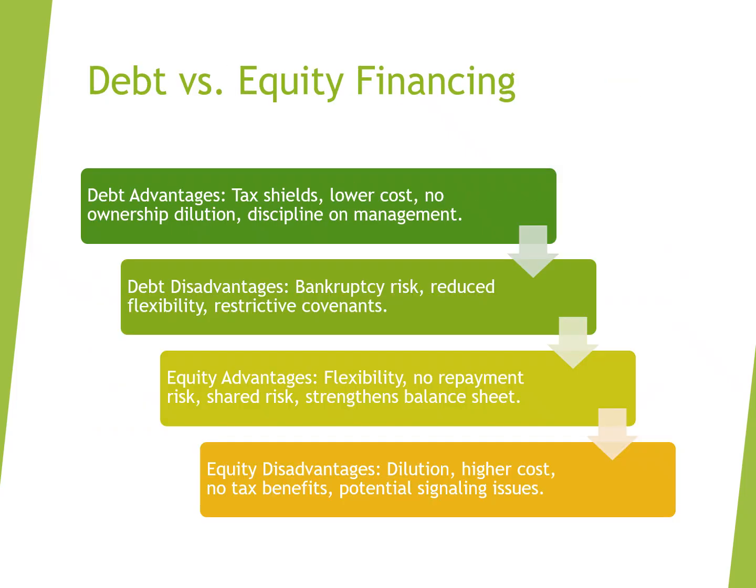Debt and equity financing. When deciding how to fund a business, firms face a trade-off between debt and equity financing. Debt offers several advantages, such as tax shields, lower cost, and no ownership dilution, but it also brings risks like reduced flexibility and potential bankruptcy. Equity, on the other hand, provides more flexibility and eliminates repayment risk, but is more expensive and dilutes ownership. The key takeaway is that no single financing method is universally better. The right mix depends on the company's risk tolerance, growth opportunities, and financial stability.